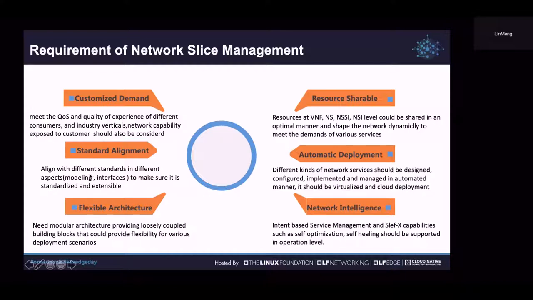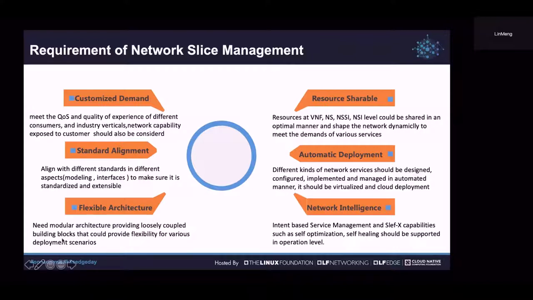The network slice management should also be easy to use. It should also be definable and extensible. So the most convenient way is to align with the standard, both in modeling aspects and the interfaces.